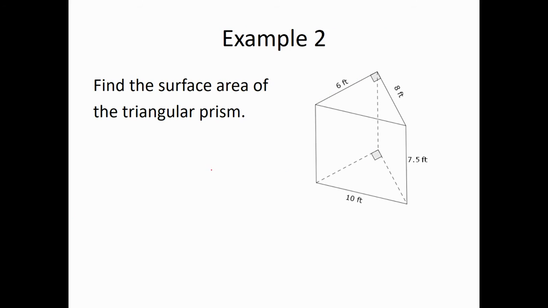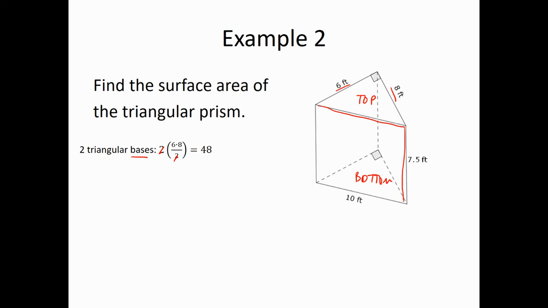Example 2 is a triangular prism. We need the area of the bottom and the top. Those are right triangles in this case, so they're going to be the same area. For the top and the bottom, which we could call both bases, we take base times height divided by 2, so 6 times 8 divided by 2, and then there's 2 of them. So really these 2's cancel out, and we just get 48 for the top and bottom combined. And then there's 3 rectangles.